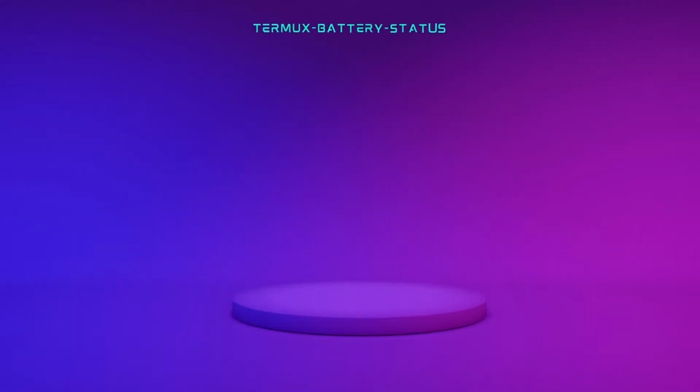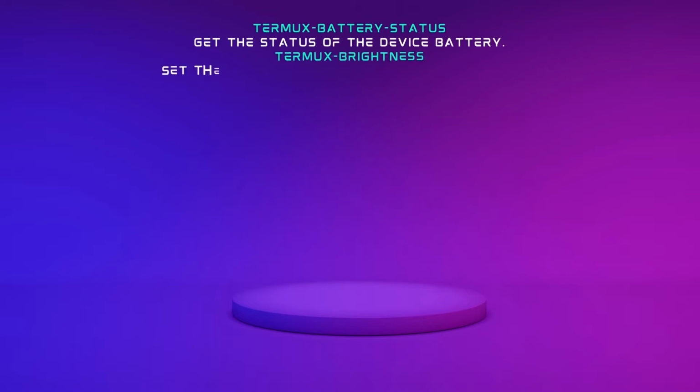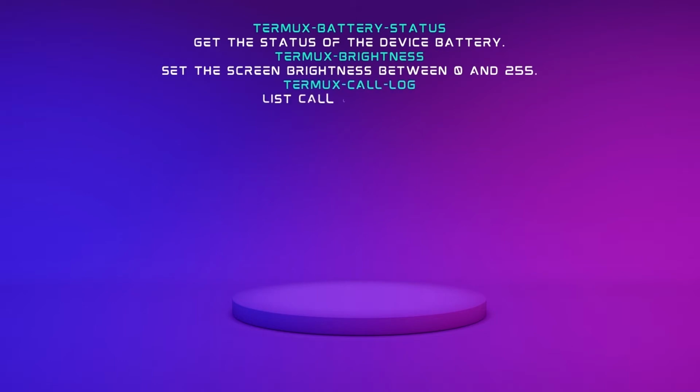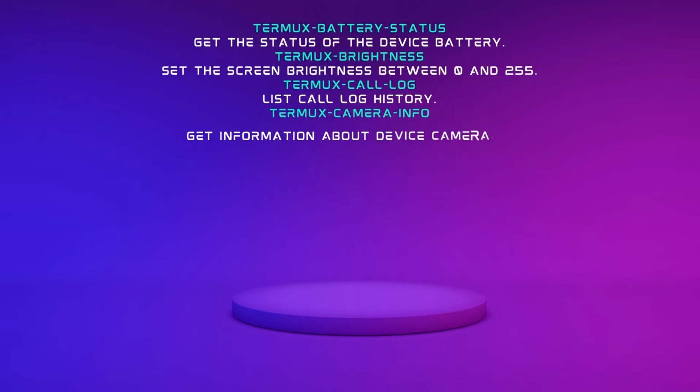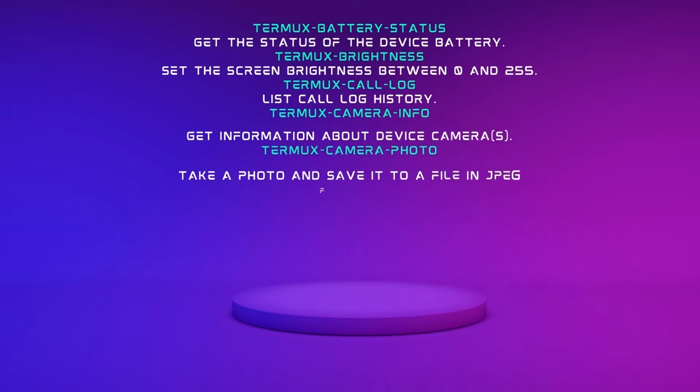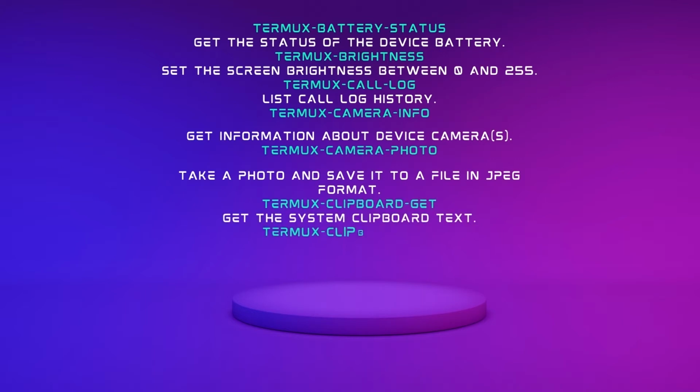Termux battery status: get the status of the device battery. Termux brightness: set the screen brightness between 0 and 255. Termux call log: list call log history. Termux camera info: get information about device cameras. Termux camera photo: take a photo and save it to a file in JPEG format. Termux clipboard get: get the system clipboard text. Termux clipboard set: set the system clipboard text.